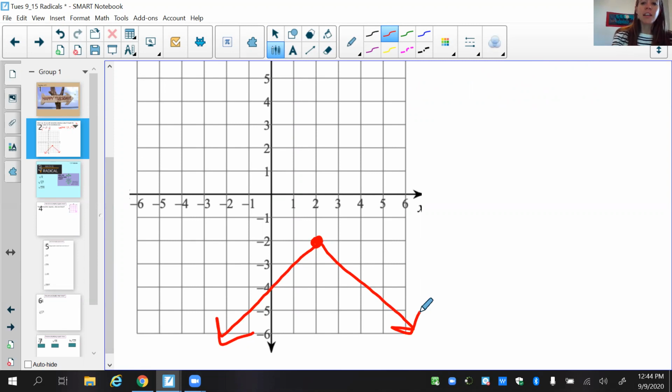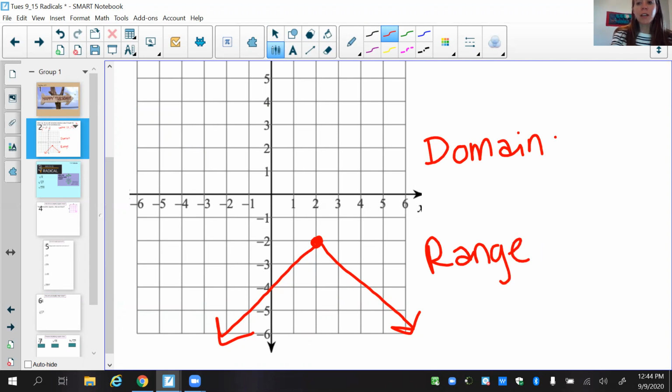There's my graph. It also asked about the domain and range. If you remember from last week, or a few days ago, domain is all of the X values, and it's always going to be all real numbers for absolute value. The range are the Y values. So this time, Y has to be what?